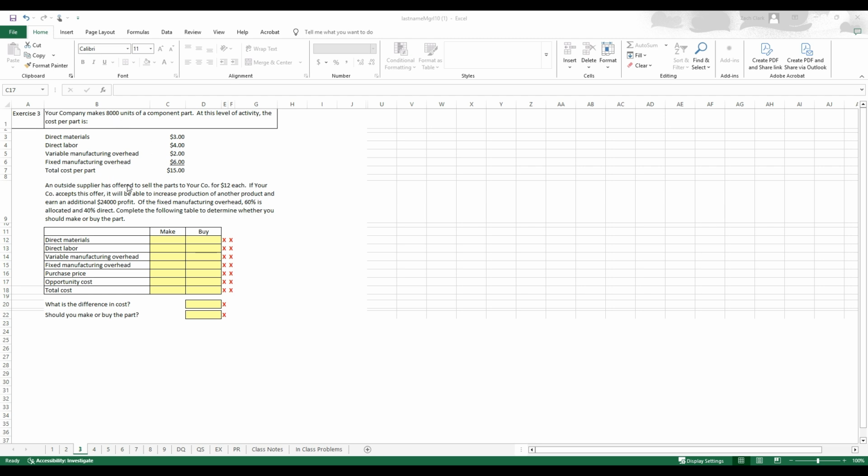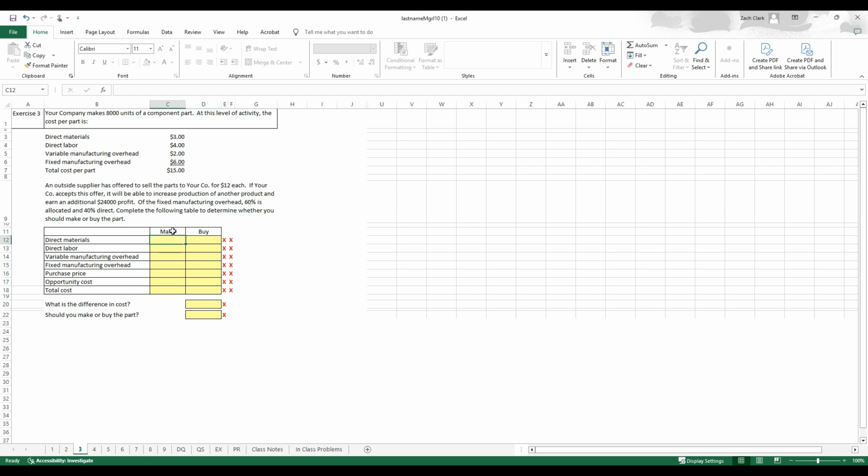An outside supplier offers to sell the parts to us for $12 each. If we accept the offer to have them produce, we can increase production of another product and earn an additional $24,000 profit. Of the fixed manufacturing overhead, 60% is allocated and 40% is direct. Complete the following table to determine whether you should make or buy the part.